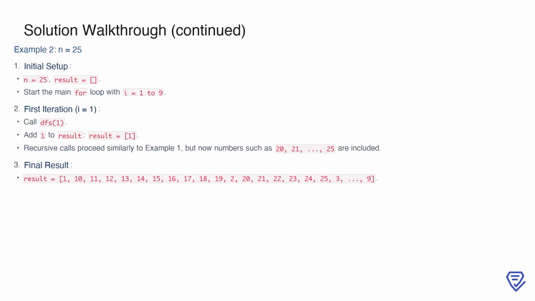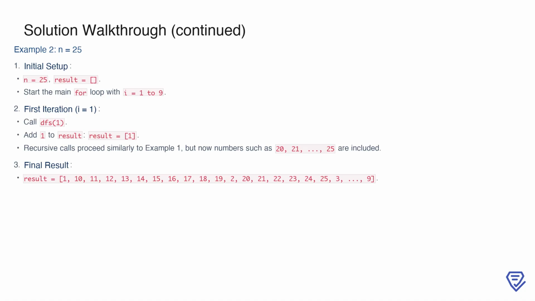In this second example, we extend the range to n equals 25. The initial setup follows the same pattern. We initialize n as 25 and result as an empty list. The outer loop begins with i ranging from 1 to 9. The process of recursive depth-first search remains similar to the first example, but now we include additional numbers such as 20, 21, 22, 23, 24, and 25 in our result.